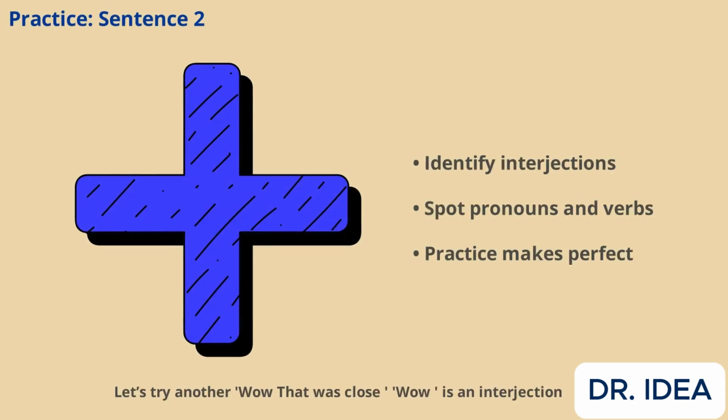Let's try another. Wow, that was close. Wow is an interjection showing emotion. That is a pronoun. Was is a verb. Close is an adjective. Practicing with different sentences helps you spot the parts of speech quickly and accurately.